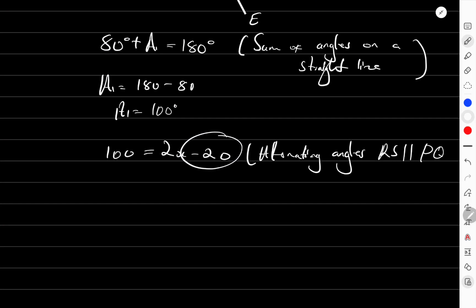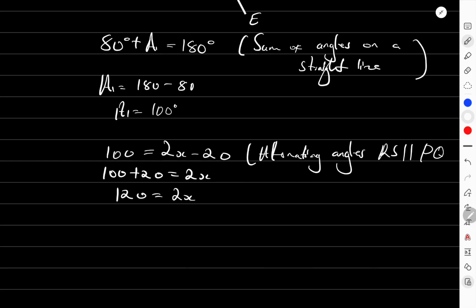The 20 is positive on the right hand side, but if I group it with the 100, it's going to be negative on the left hand side. Here the 20 is negative on the right hand side, but on the left hand side it's going to be positive. Therefore I'm going to have 100 plus 20 equals 2x. Now what is 100 plus 20? 120 equals 2x.